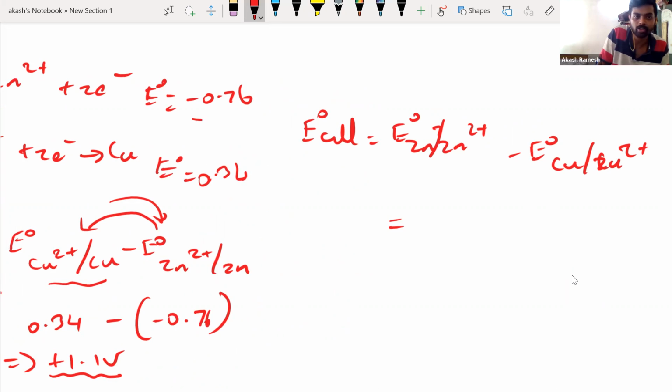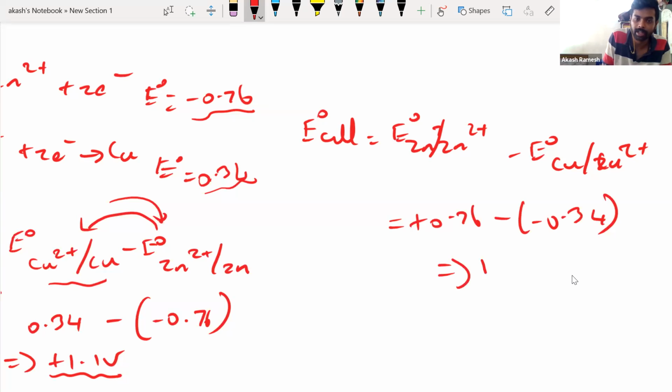So if it is minus 0.76 for reduction potential, it is plus 0.76 for oxidation potential. And this is plus 0.34 for copper in terms of reduction potential. Here it will be minus 0.34 for this. Again, you will get the value as 1.1 volt. Again, you will see that the delta G will be less than 0, which means the cell reaction will happen.